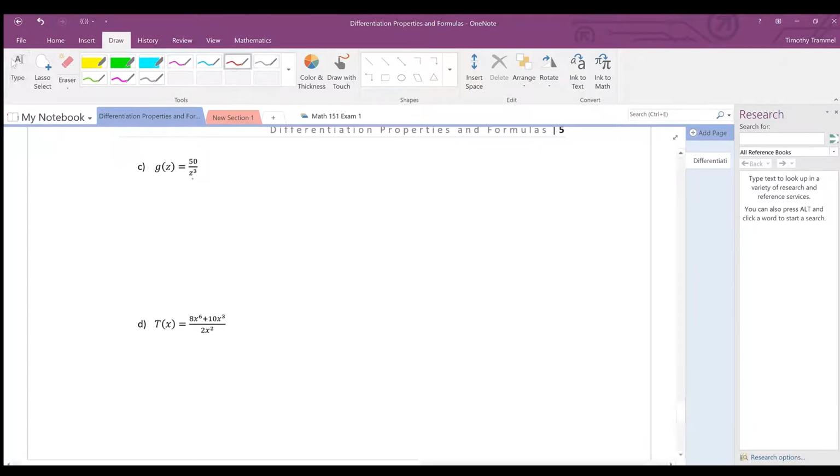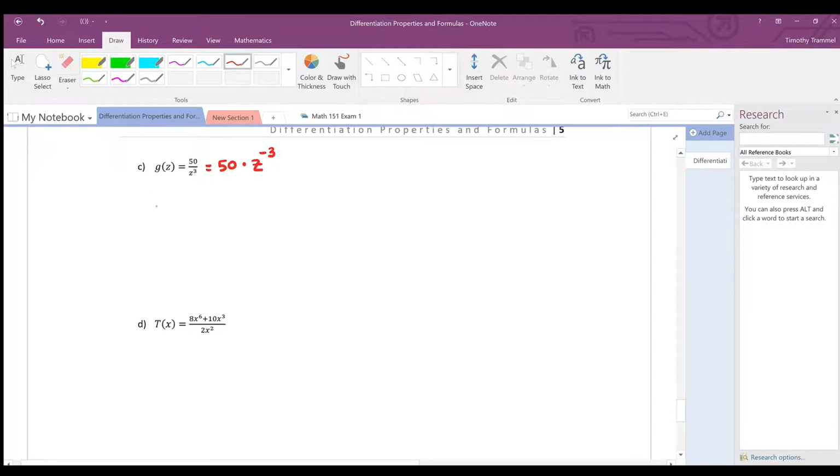Let's take a look at this one. So, what I want you to notice is there are no variables in the numerator. If you ever notice that and you have a quotient, don't use the quotient rule. Okay. Here's why. We don't need to. We could rewrite this as 50 times z to the negative 3.